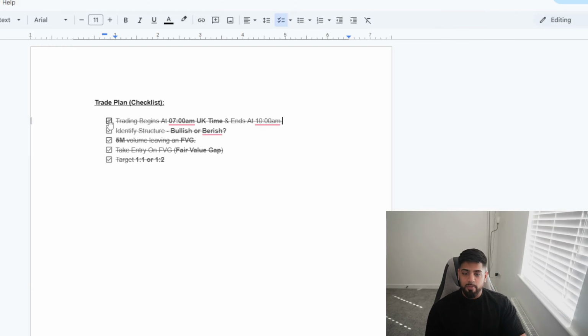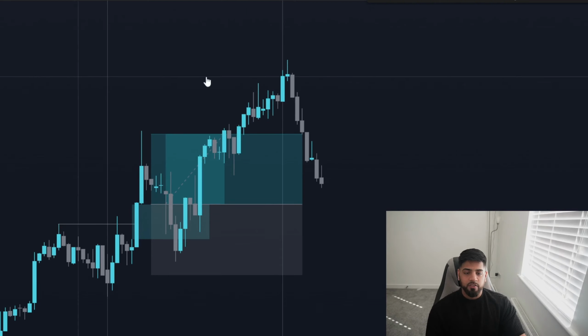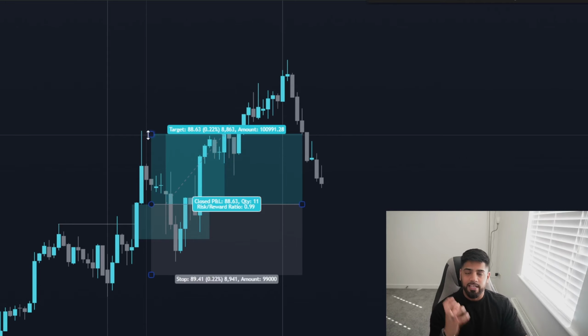So again, going back to the checklist, what did we do? We identified our trading window between 7 and 10 a.m. UK time. We then identified the structure. Are we bullish? Are we bearish? We understood that we're bullish. We then identified the 5-minute volume candle, which gave us that fair value gap and also that break of structure. We took our entry on the open of that fair value gap, stops below the low, and we targeted a 1-to-1. Super simple, super easy, and that is all you need in order to pass your funded account challenges, so long as you follow this trading checklist.